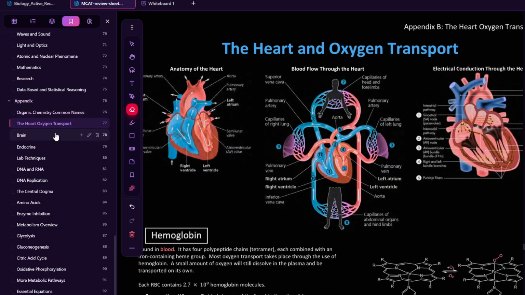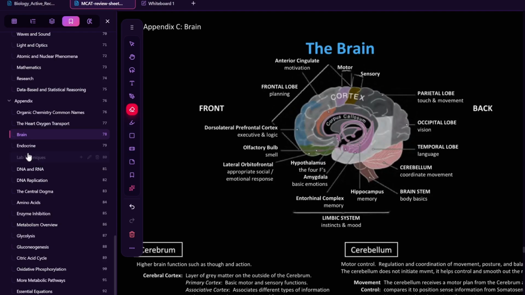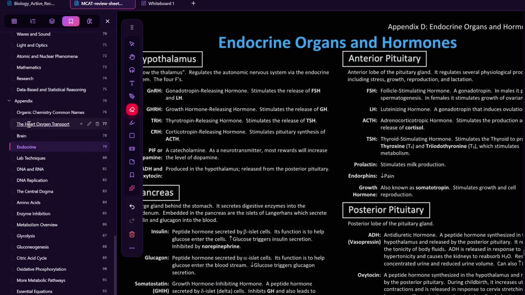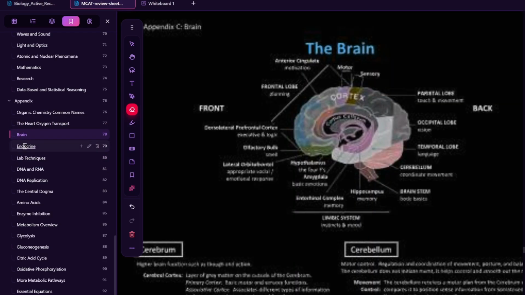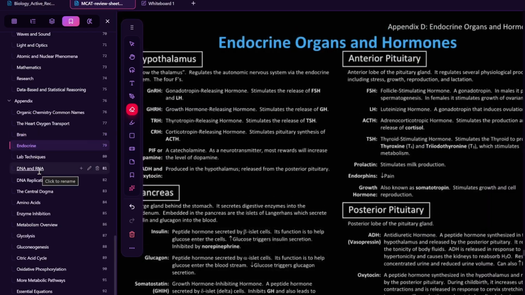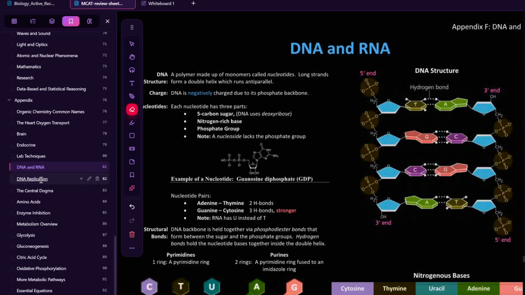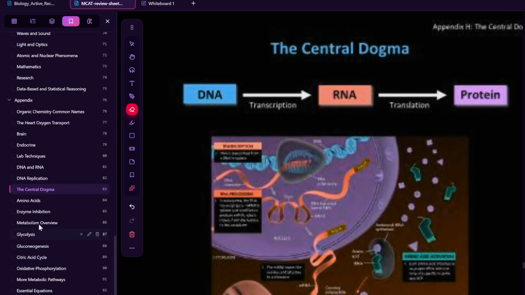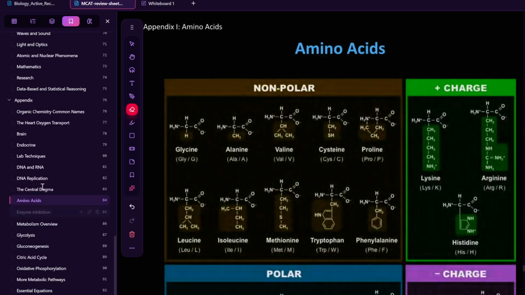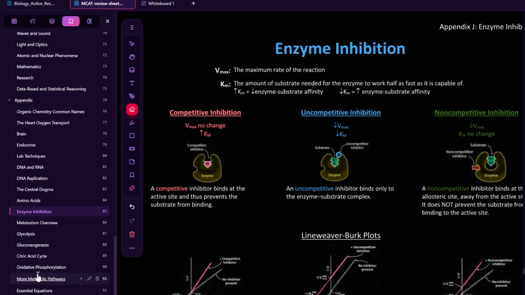But biochemistry is really related to biology, right? So what I'm going to do is go over the heart, oxygen transport, and then brain, and then endocrine, and then afterward, all of this stuff down here, such as DNA, RNA, DNA replication, the central dogma, amino acids, enzymes, and everything down here is basically all the biochemistry stuff and pathways.